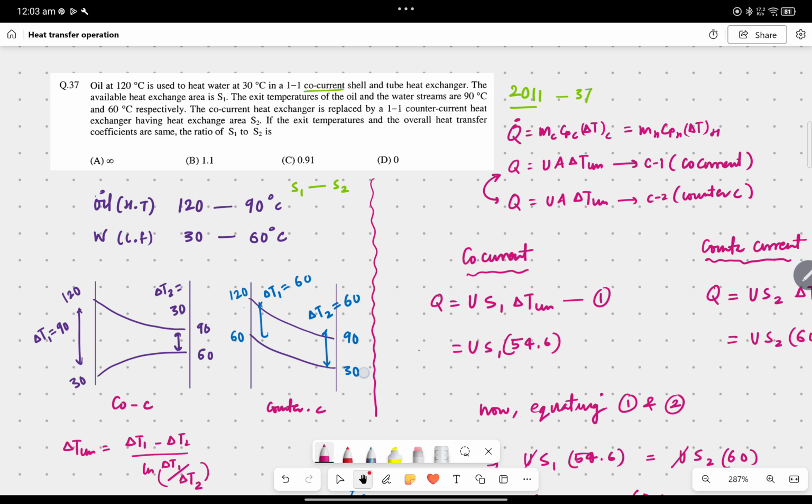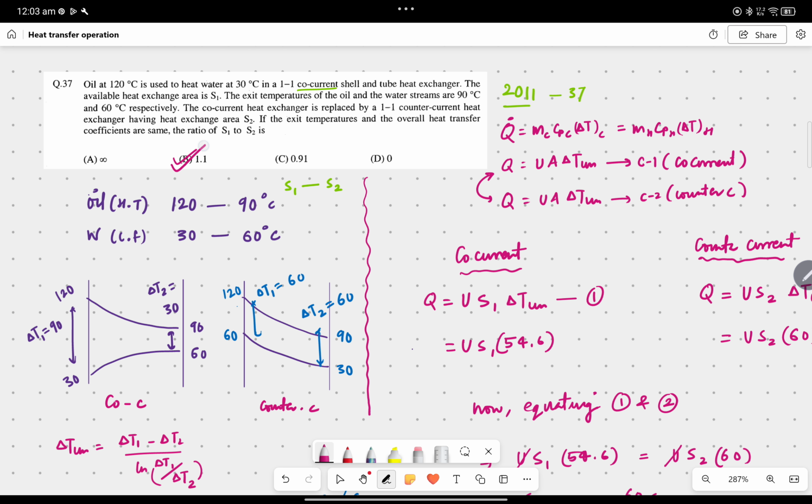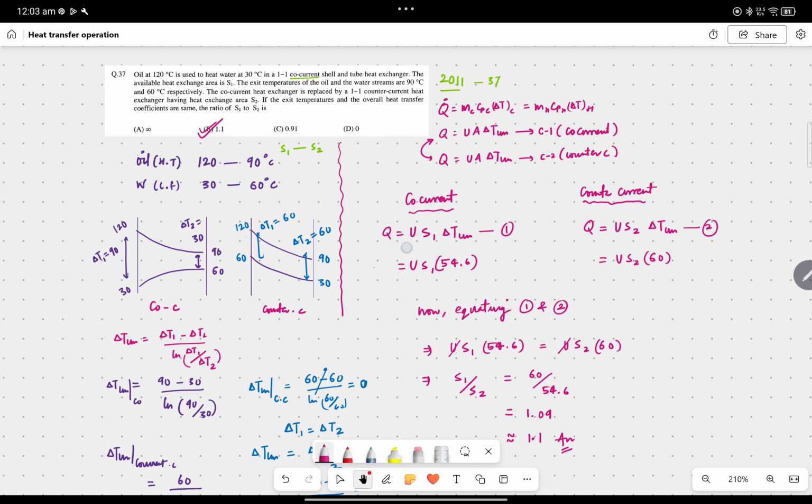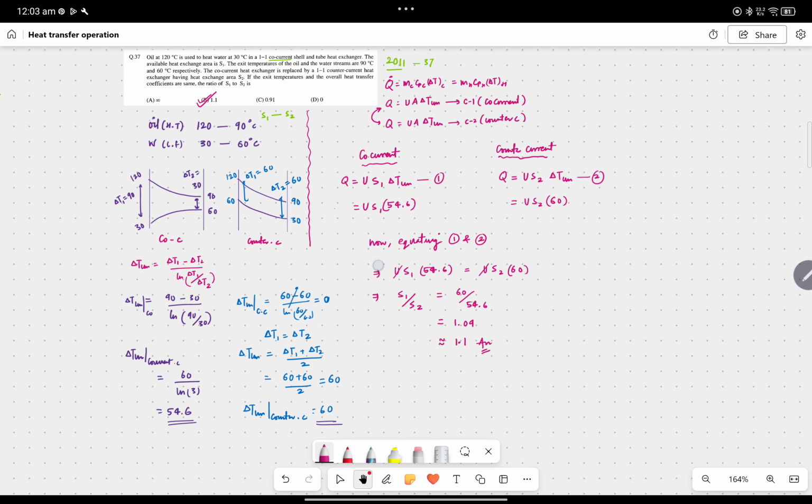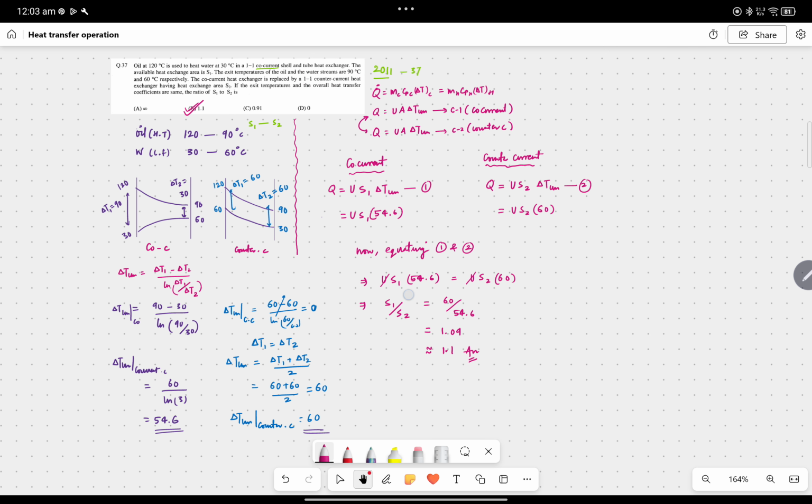So the answer is 1.1, and this is the correct answer. This is a very basic topic of the heat transfer subject, heat exchanger, in which we equate the heat duty equation for heat transfer occurring from hot temperature to cold temperature. So this is a very easy topic from where the question is asked. You can see that solution.